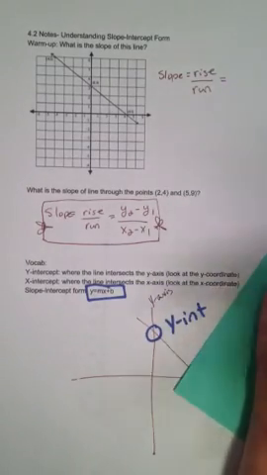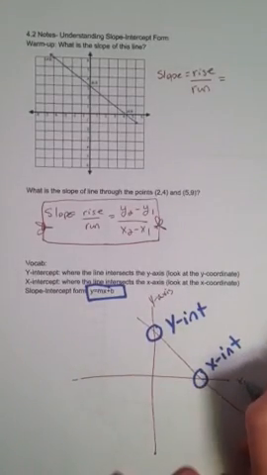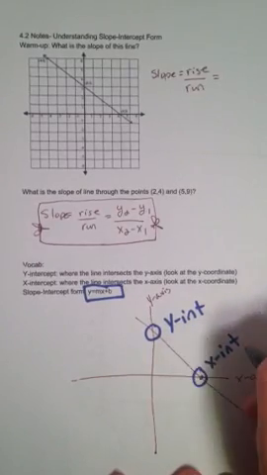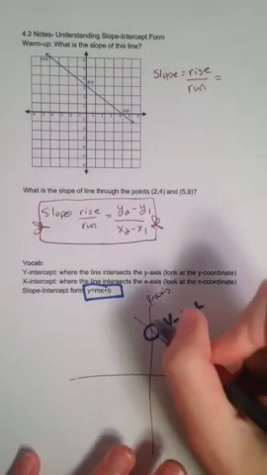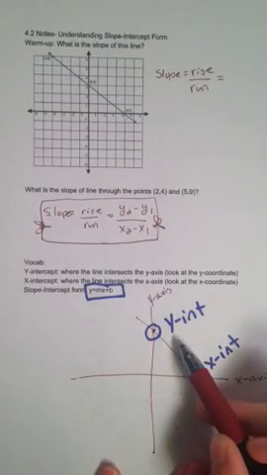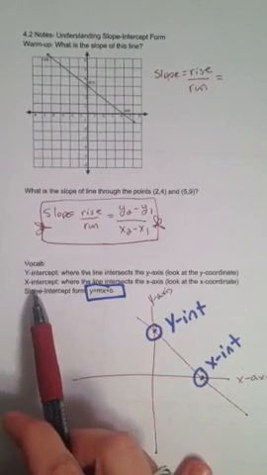Now the x-intercept is where the line crosses the x-axis. Remember, this is the x-axis here. So it's this point right here. With the x-intercept, you look at the x point, and with the y-intercept, you look at the y point. You can shorthand y-intercept and write it as y-int. See how it has int here and then int.